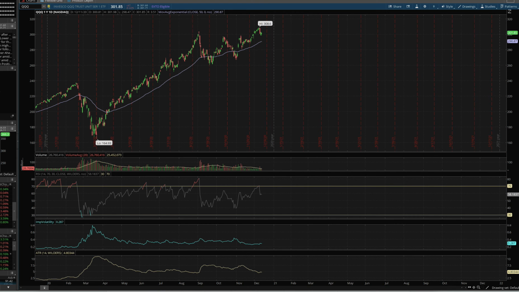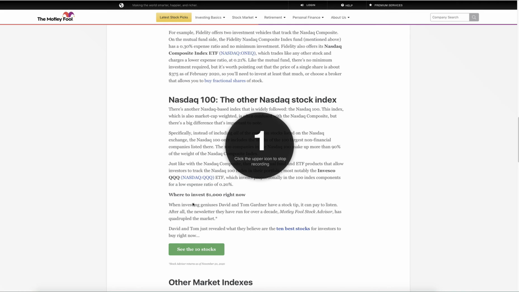Next one I look at often is the Qs. The Qs is the Nasdaq 100. Don't get that confused. It's not the overall Nasdaq, but it's the Nasdaq 100. So it's pricing the top 100 stocks on the Nasdaq, I believe. Let me look it up, not to be confused. So jumping right to it, we can see that specifically instead of including all common stocks listed on the Nasdaq exchange, the Nasdaq 100 only includes the stocks of the 100 largest non-financial companies listed there. The 100 companies in the Nasdaq 100 make up more than 90% of the weight of the Nasdaq Composite Index.